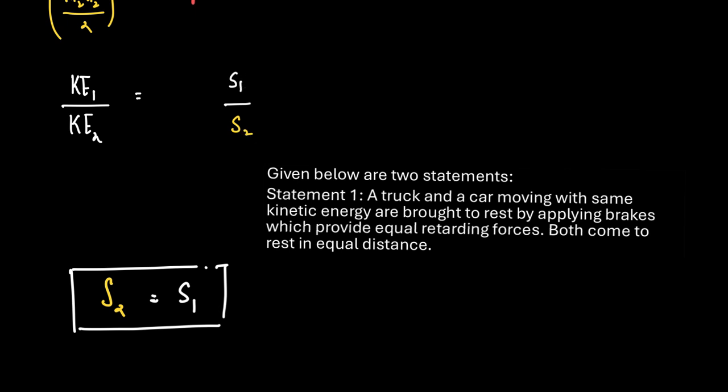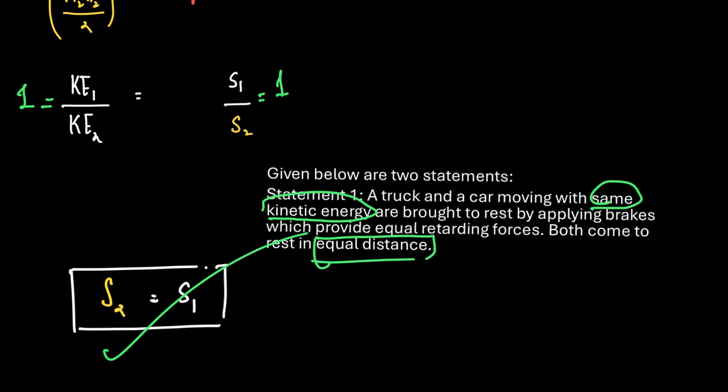But what is given in the question? It is given in the question that the cars have the same kinetic energy, and if cars have the same kinetic energy, then KE1 by KE2 should be equal to 1, and therefore S1 by S2 should be equal to 1, which implies S2 should be equal to S1, and therefore both of them will come to rest in the same equal distance. Okay, so that's statement number 1.